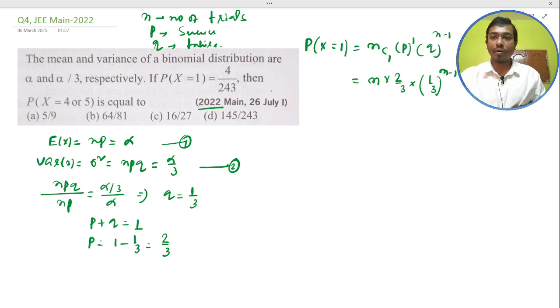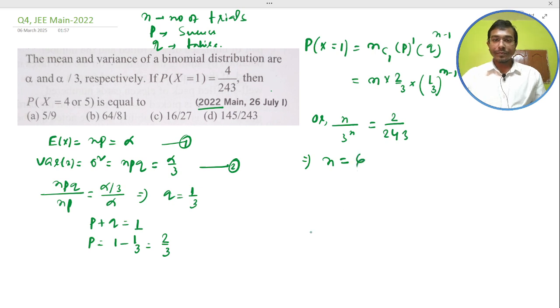And P of x equal to 1, this is given as 4 by 243. Or you would get n by 3 to the power n, this is equal to 2 by 243. Or you would get the value of n. This is 6. Okay, n is 6.